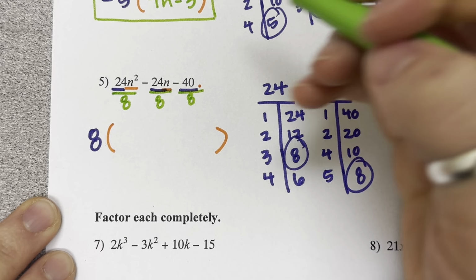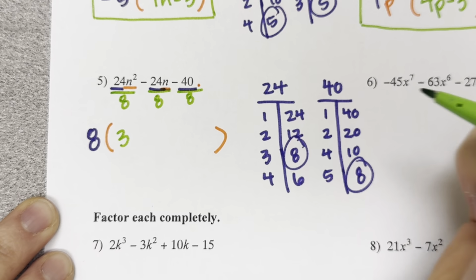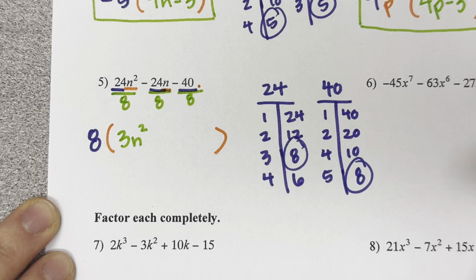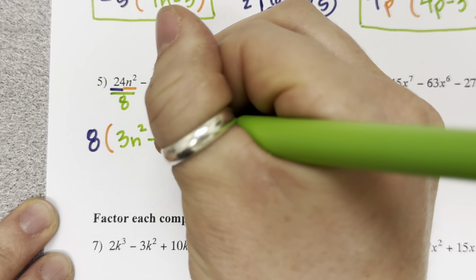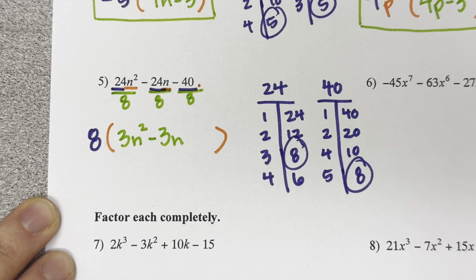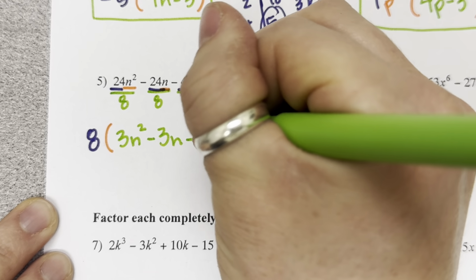Okay, 24 divided by 8 is going to give me 3. I couldn't take out any of those n's, so 3n squared. Negative 24 divided by 8 is going to give me negative 3 with 1n attached. And then negative 40 divided by positive 8 will give me negative 5.